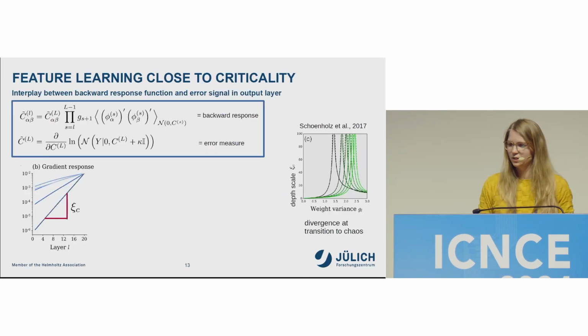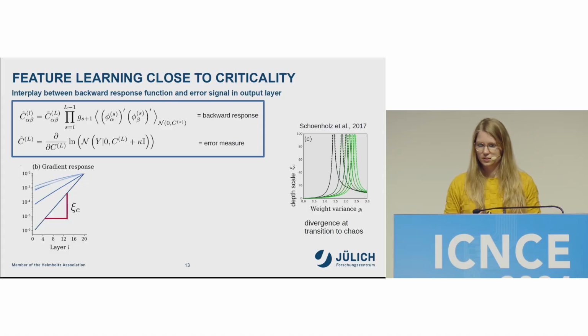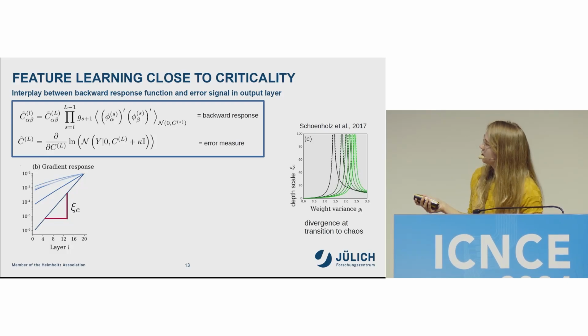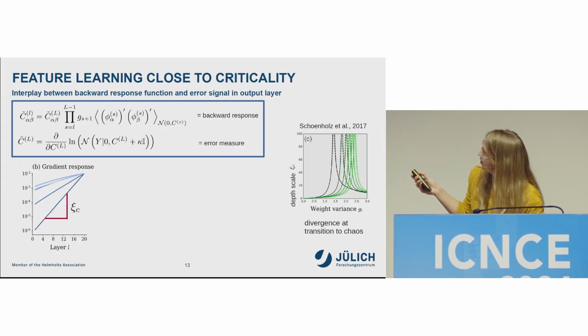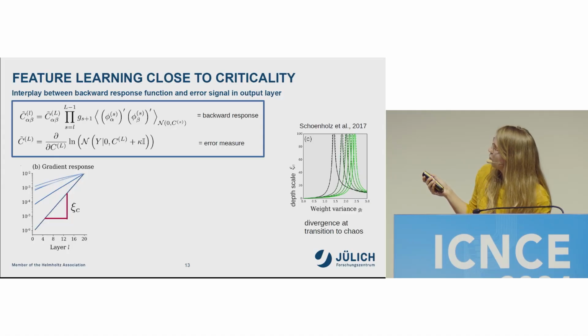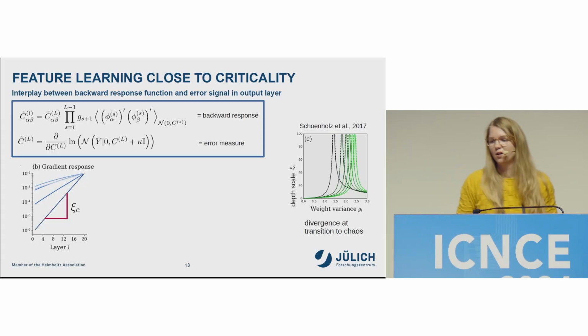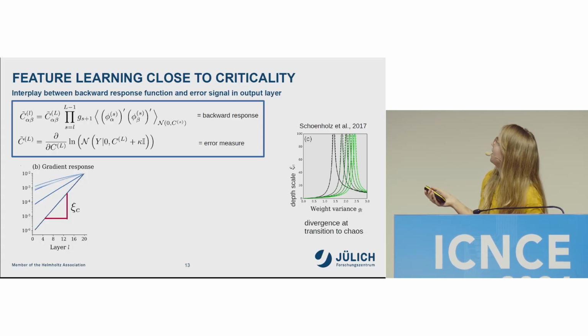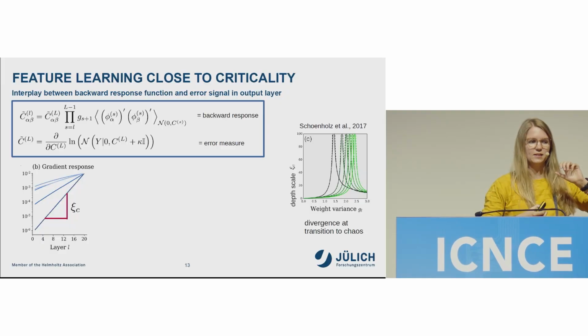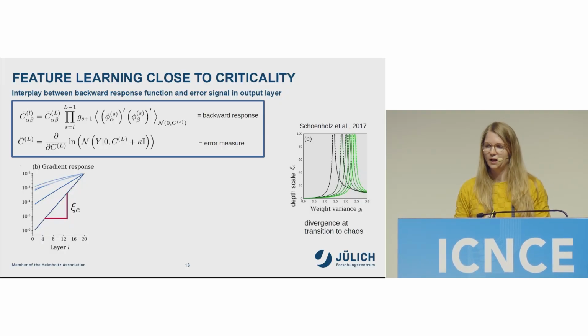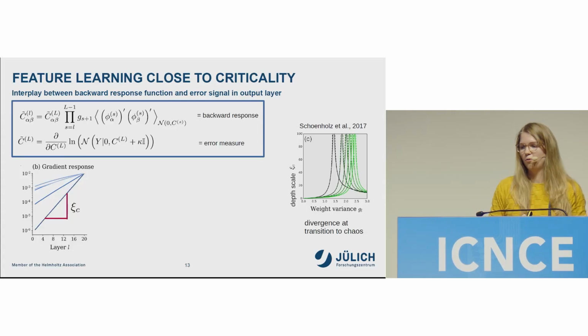And for this, we took a closer look at the expressions for the tilde-C variables, and basically see that these consist of two terms. The second term actually is this product here, which is the so-called backward response. And this was already discussed in Schoenholz et al. from 2017. So basically what this measures is how the gradient signal propagates backward through the network across layers.